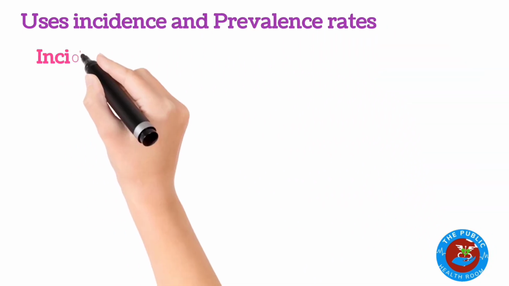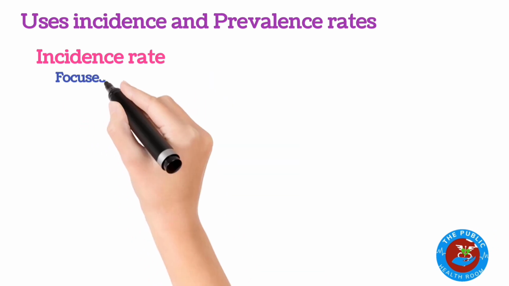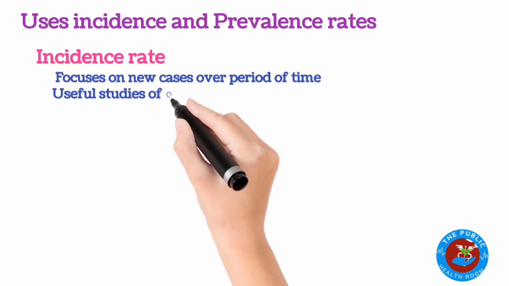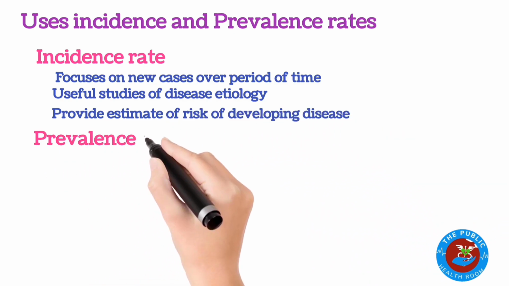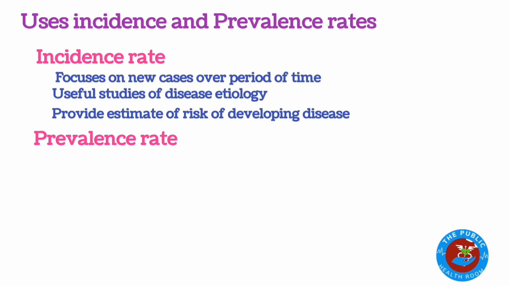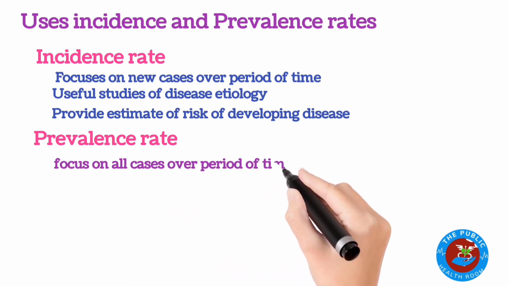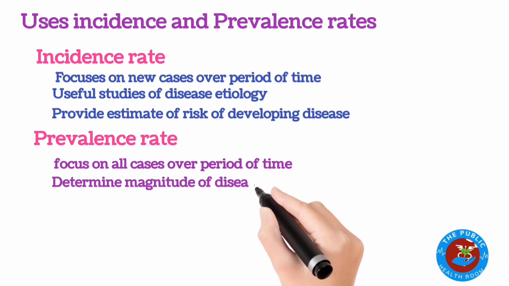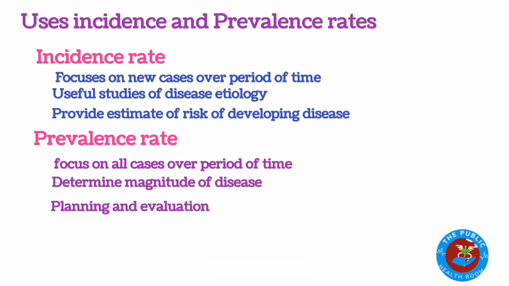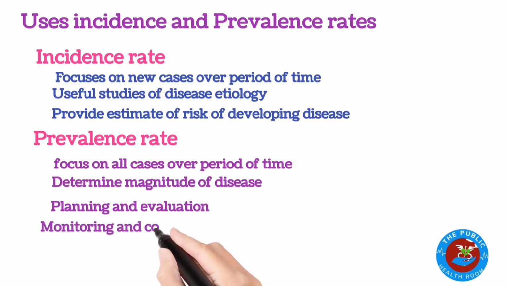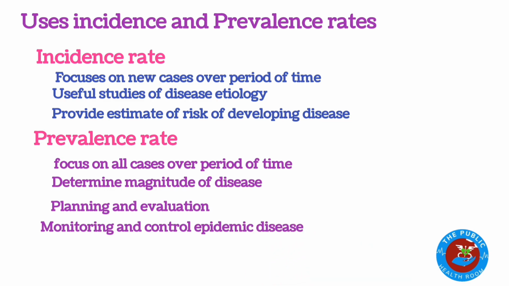Uses of incidence and prevalence rates. Incidence rate focuses on new cases over a period of time. It is useful for studies of disease etiology and provides an estimate of risk of developing disease. Prevalence rate focuses on all cases over a period of time. It is useful for determining the magnitude of diseases and other health problems. Hence, it is important for planning and evaluation of the healthcare system and public health interventions. It is also used for monitoring and control of epidemic disease.